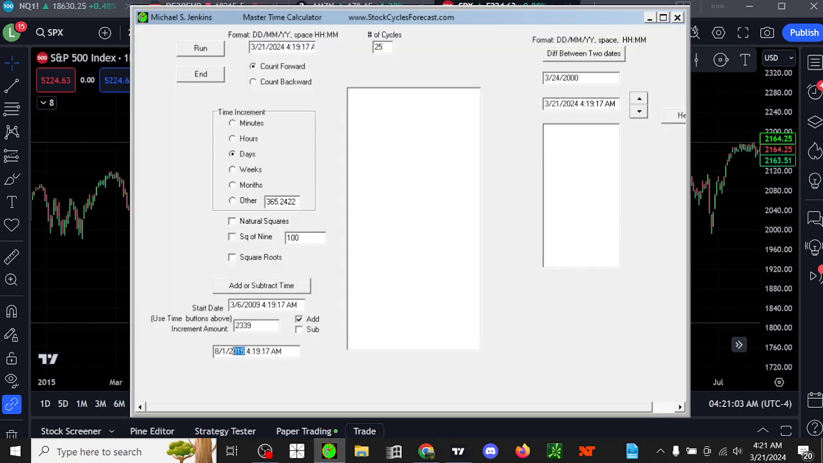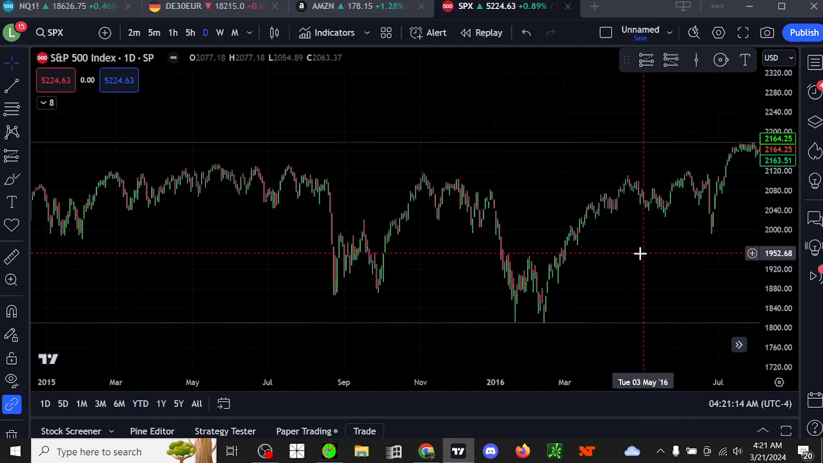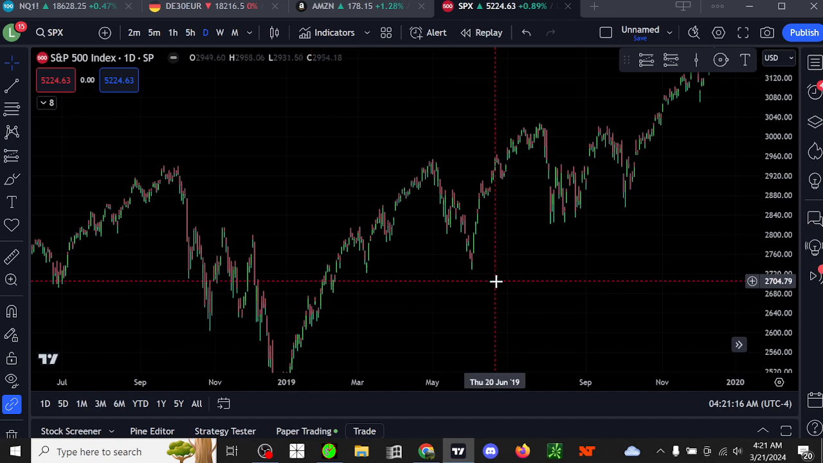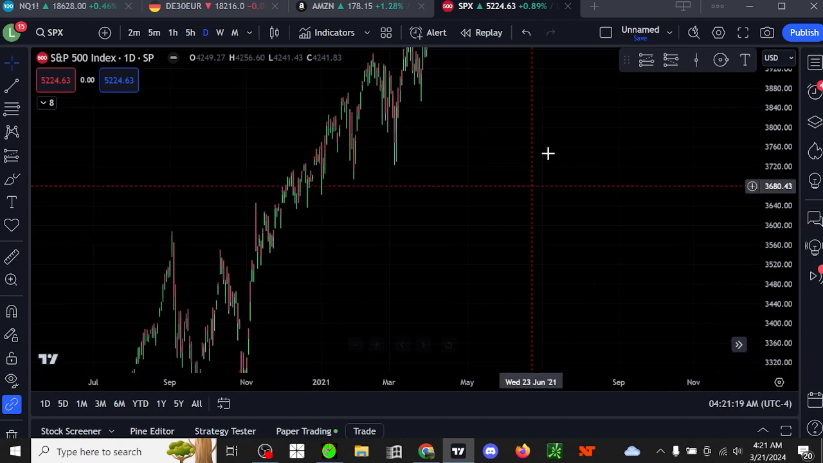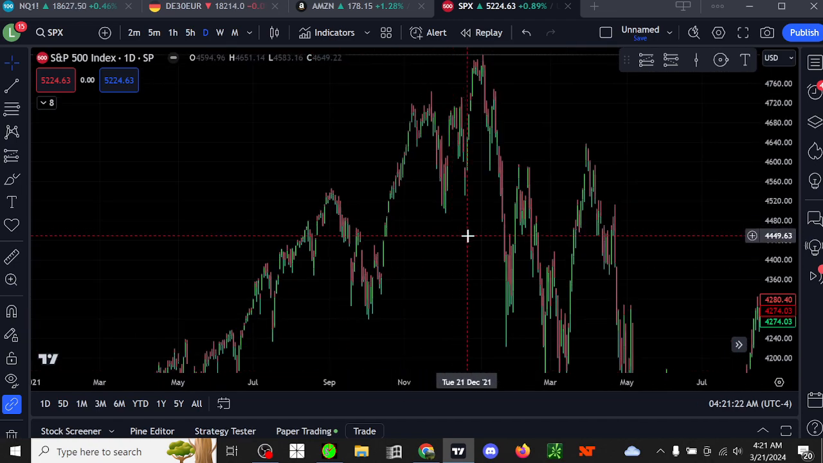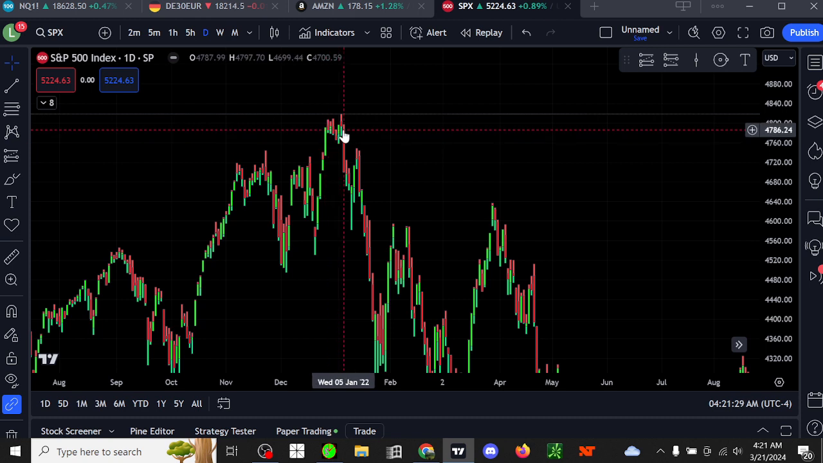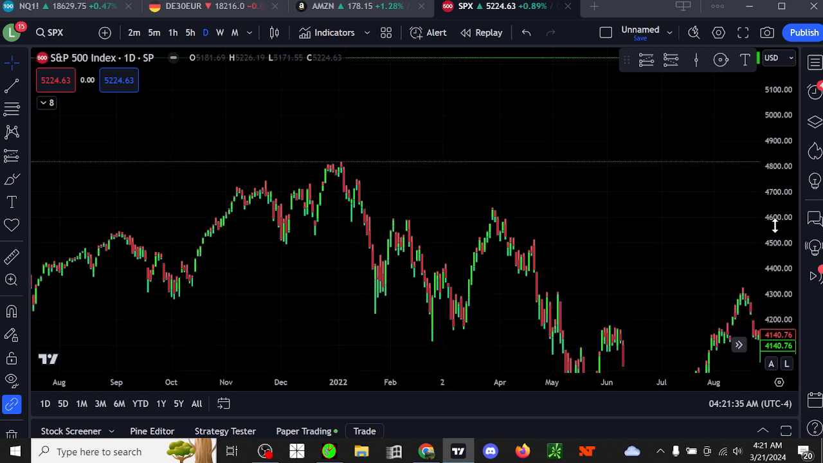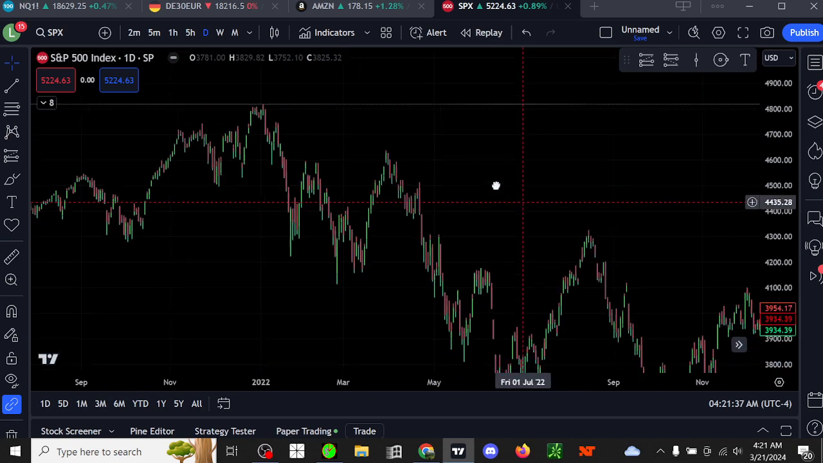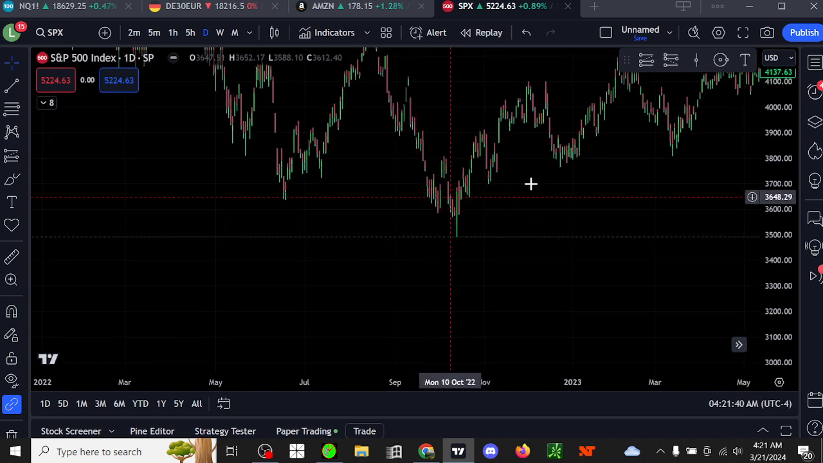So guess what I did? This is how I predicted the 2022 bear market. Add another 2,339 days to that. What do you get? December 26th of 2021. Now some of you already know what's coming, but if we go to December 26th of 2021, which is right here, guess what? It is within 1 week of the final high of that bull market. That is not a coincidence. That is a recurring cycle that happens. That's how I predicted the crash in 2022.